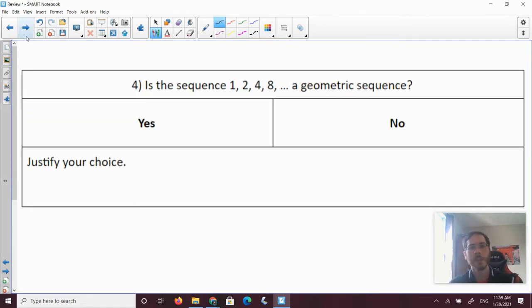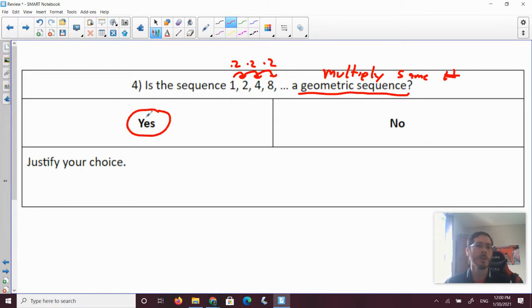All right, next one we have to find out if this is a geometric sequence. So since we're looking for a geometric sequence, we're automatically looking for multiply. So I need to make sure that I can multiply by the same number every time. So if I go from 1 to 2, that's a times 2. 2 to 4 is also times 2. 4 to 8 is also times 2. So I want to check them all out. They all worked out. And it worked out because we could multiply by 2 every time.